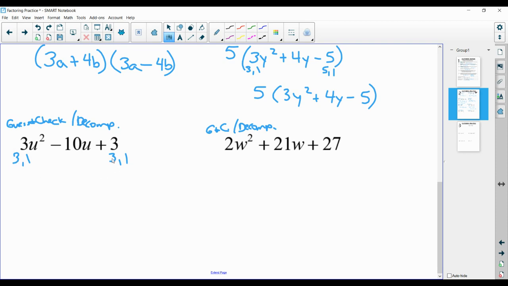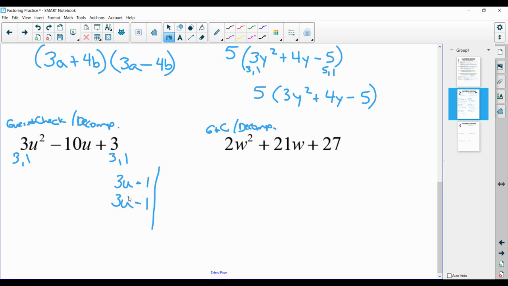So 3 times 3 is 9. 1 times 1 is 1. Will a 9 and a 1 get me to a negative 10? Probably. So let's try that first. So we're going to write 3u and 3u. And then I'm going to write 1 and 1. I'm going to set up my line. Notice I haven't even looked at my signs yet, but I do know here I need a positive 3. That means my signs have to be the same. And I need a negative sum, so that means they're going to be negative. So 3u minus 1, 3u minus 1.